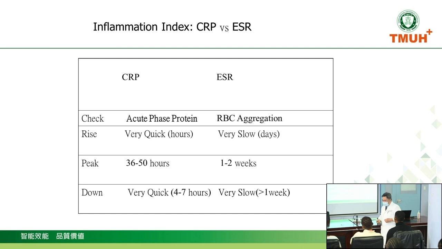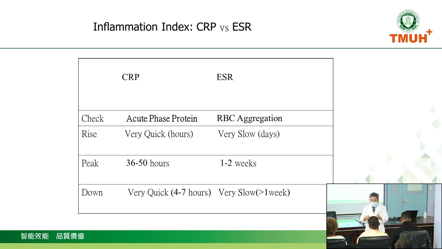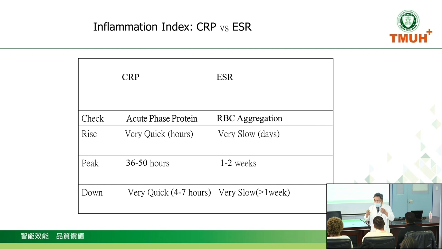Suppose a case has an operation and afterwards has fever. We don't know whether this fever is because of the operation or because of infection inside. So we check CRP. If CRP is negative, the fever comes from the operation itself, the tissue destruction. If CRP is positive, we must consider infection, so we may do blood culture and give antibiotics. CRP comes up quick and goes down quick.